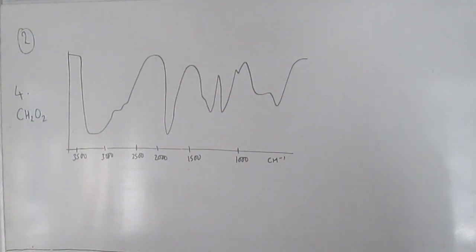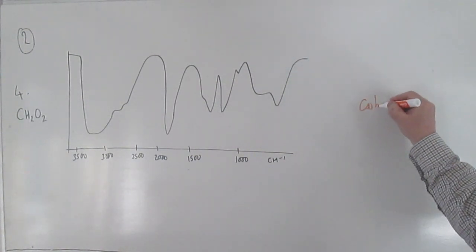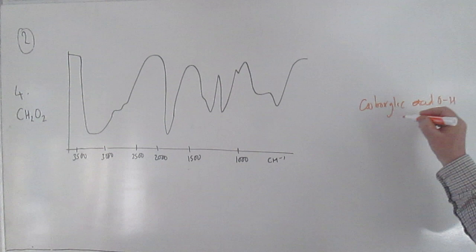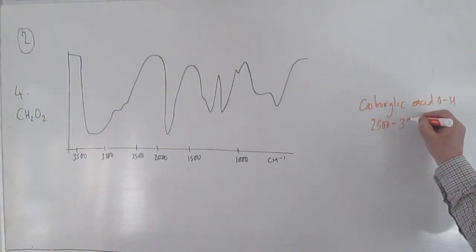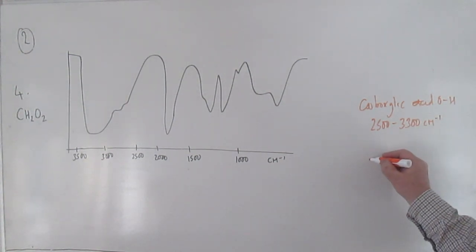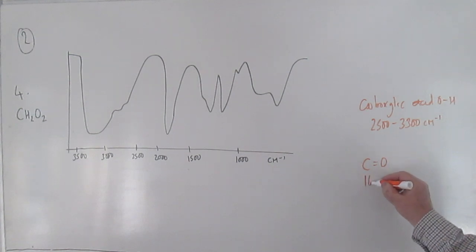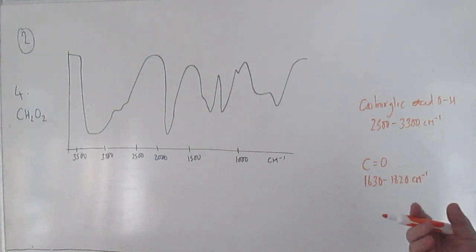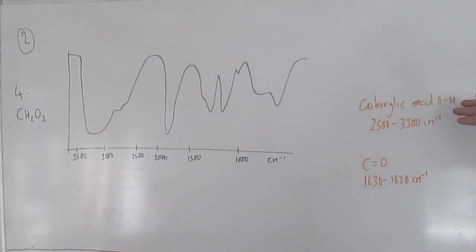You might have thought, oh, that's a carboxylic acid again, but don't rely on that visual similarity. Remember, you must check the actual ranges. So if it's a carboxylic acid, we're going to expect a carboxylic acid OH, which is 2,500 to 3,300 wave numbers, and we're going to expect a carbonyl group, which is 1630 to 1820 wave numbers. So if you're going to say, yes, I think this compound is a carboxylic acid, you have to demonstrate that it has both of those peaks.